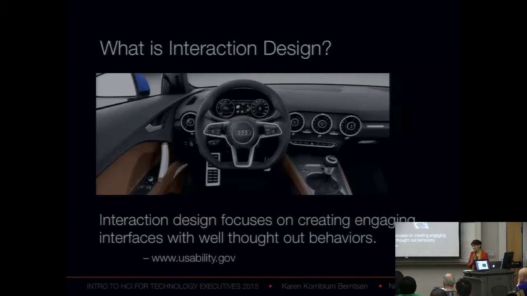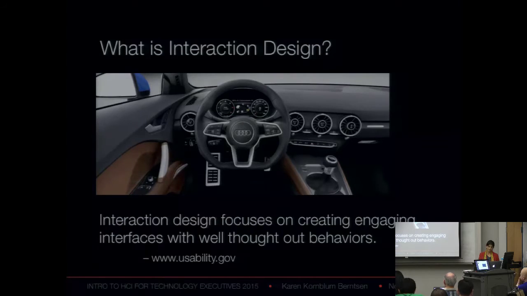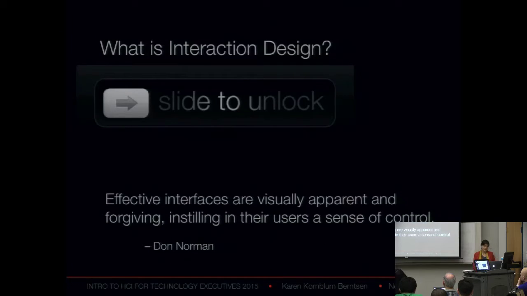There's a very decent website, usability.gov, that describes interaction design as focusing on creating engaging interfaces with well thought out behaviors. Don Norman says effective interfaces are visually apparent and forgiving, instilling in their users a sense of control. There's absolutely no question when you go to swipe what you need to do, right?